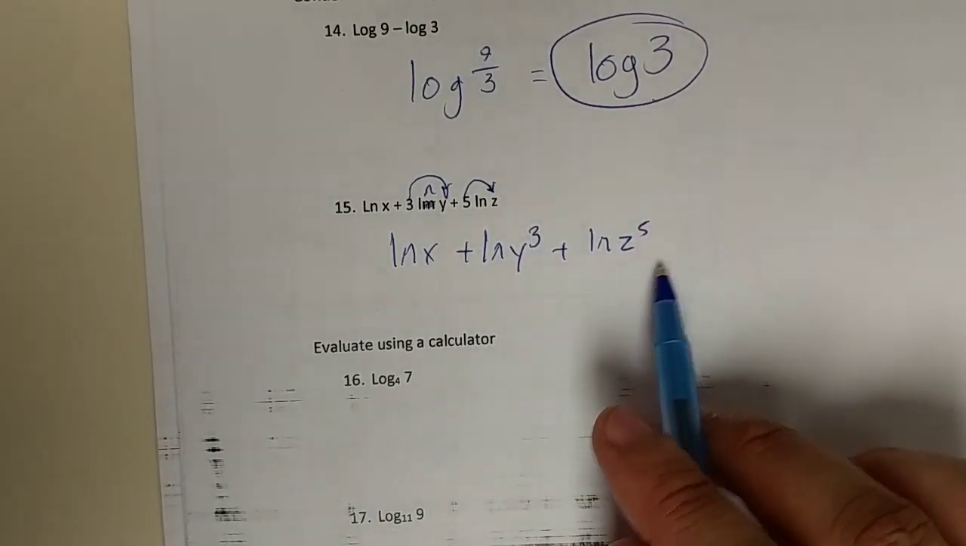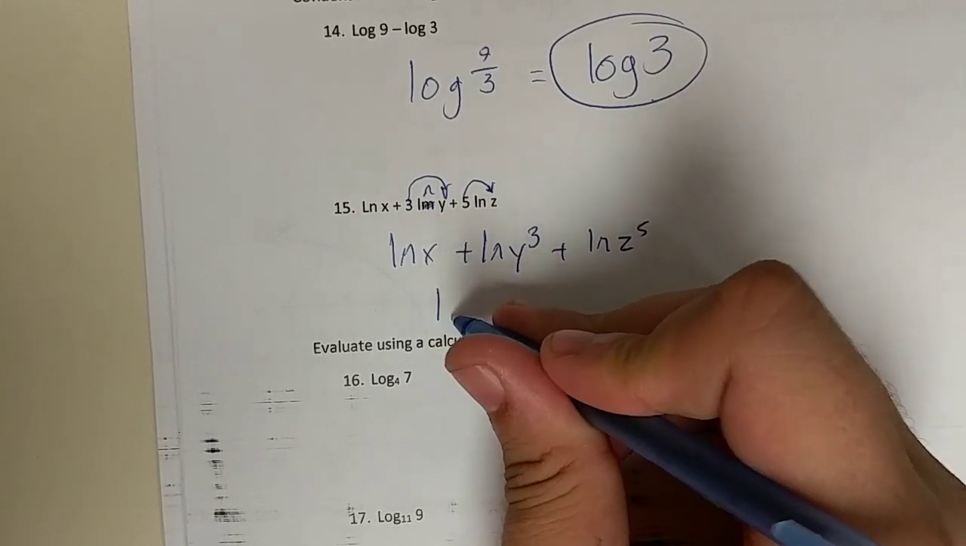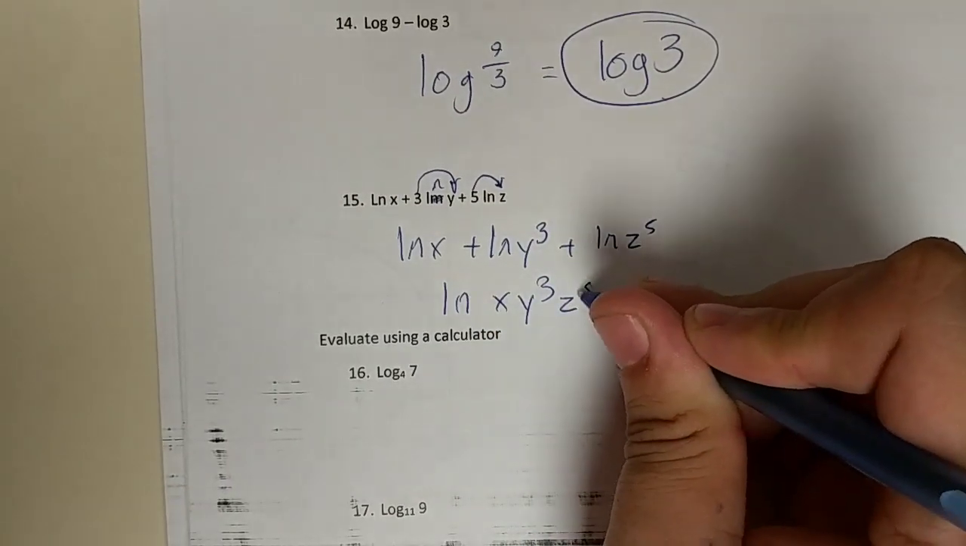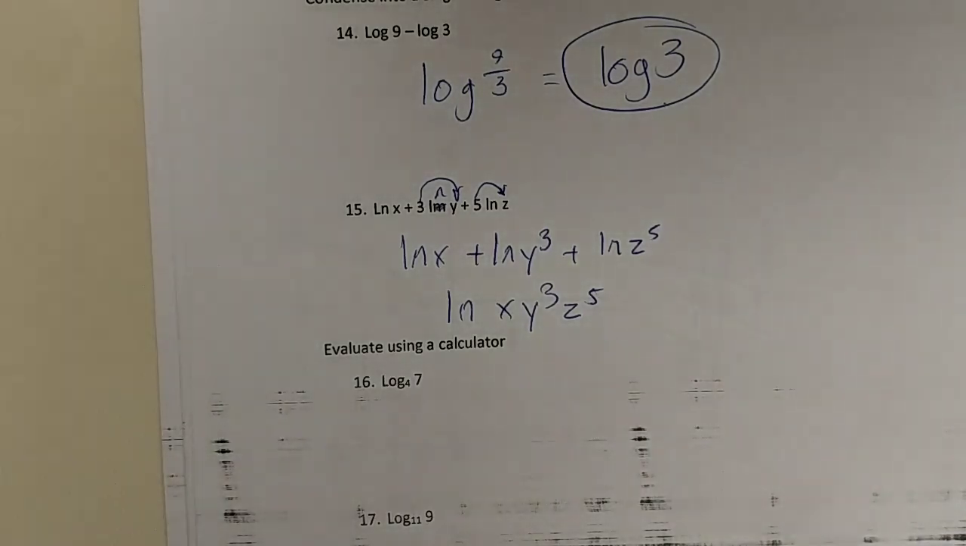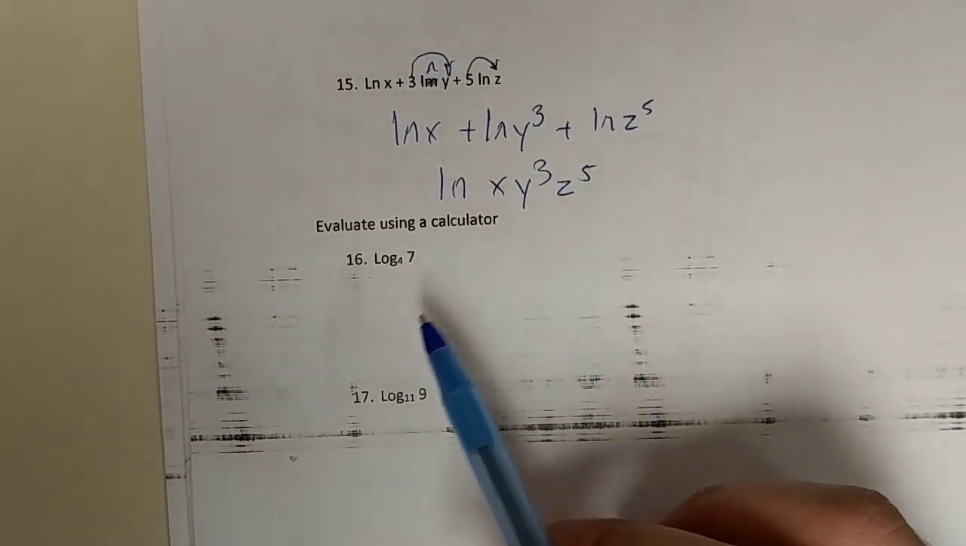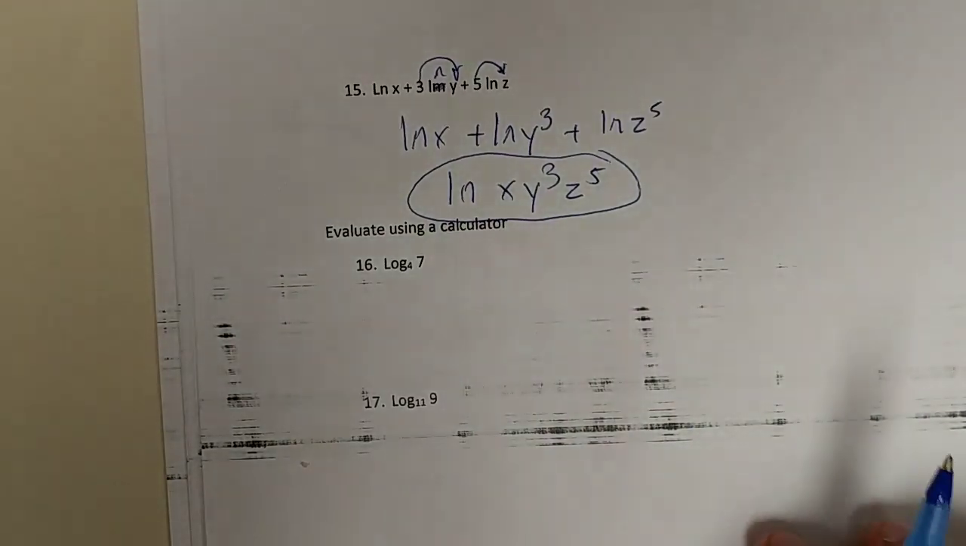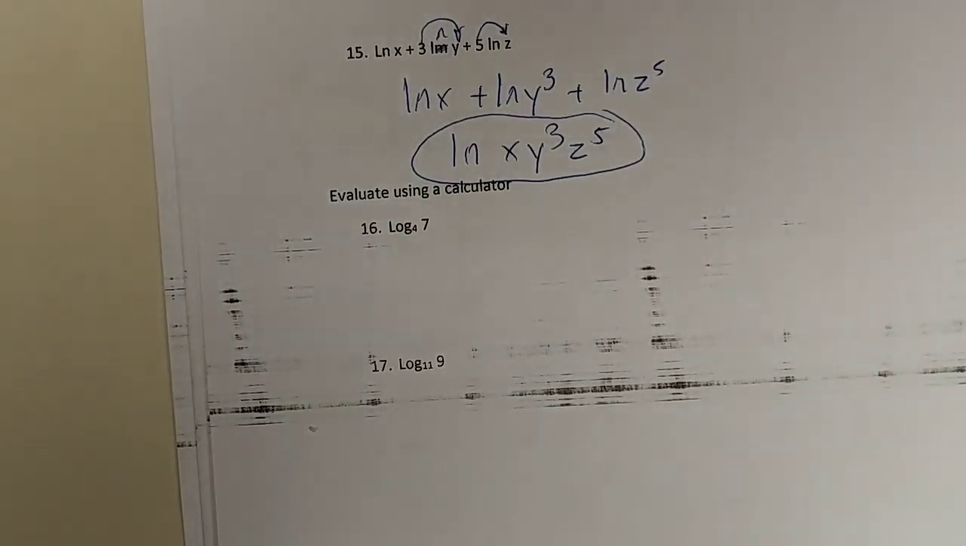Since these are all pluses, I can multiply. So ln of x, y to the third, z to the 5. That was really easy. Hopefully that feels easy. We could always do more practice of that, but I might have rushed through it. That's the benefit of the video, you can scroll back and watch anytime.